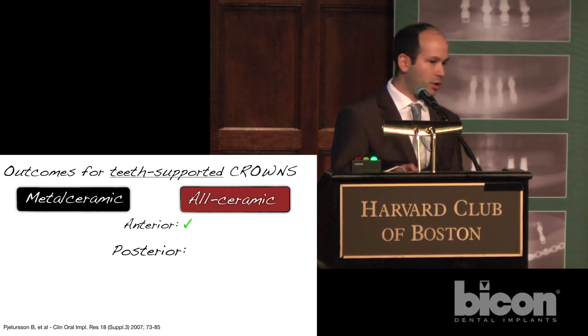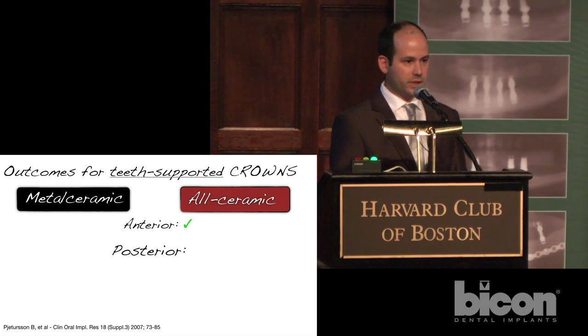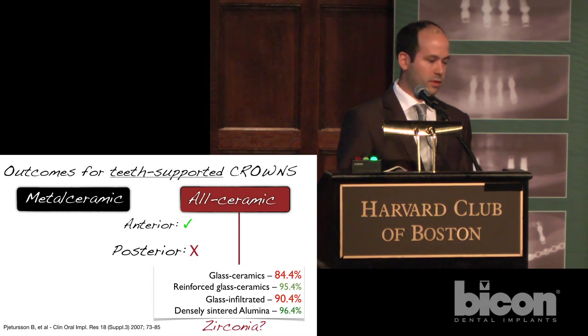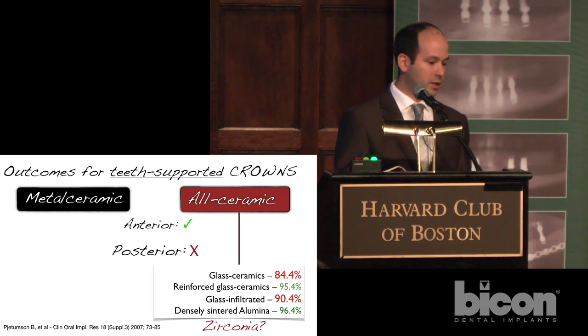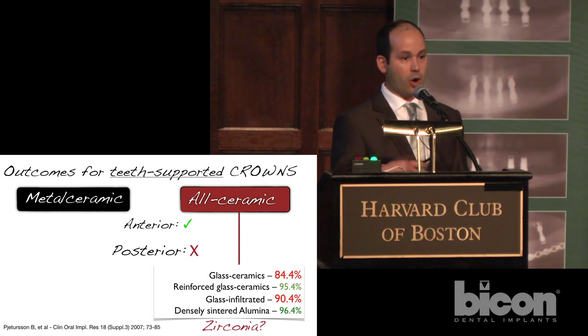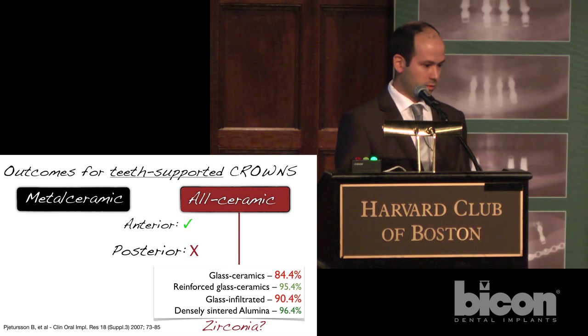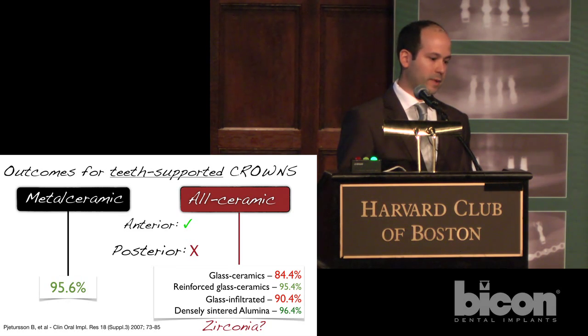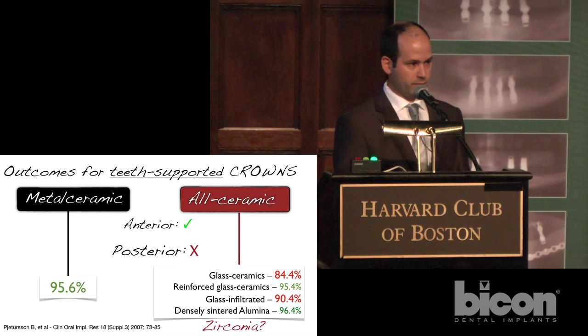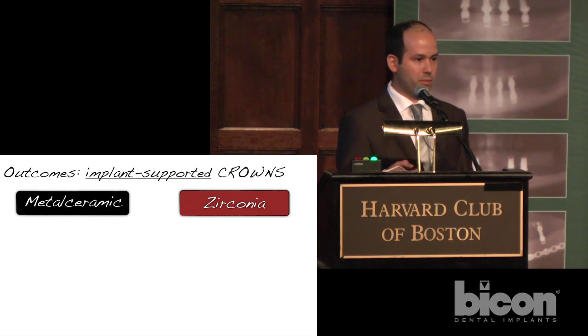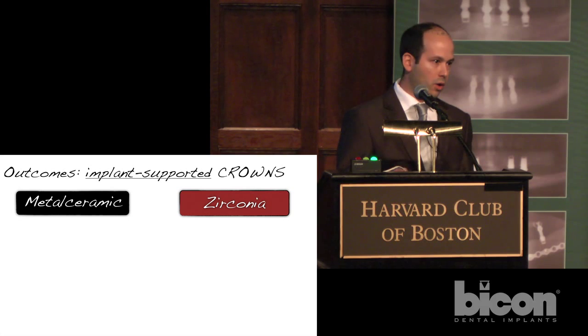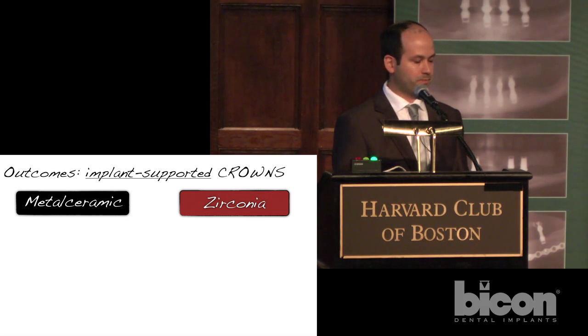But when we go to the posterior region, there's a clear difference. And we see that only the behavior of reinforced glass ceramics and those of densely sintered alumina can be comparable to those of metal ceramics, okay, in terms of clinical outcomes and survival rates. And does that include zirconia? No, it doesn't, okay? And remember, we're on tooth-supported reconstructions. So now let's go to the zirconia. It's an extremely important material. We know that of all the all-ceramic materials, it's the strongest one.